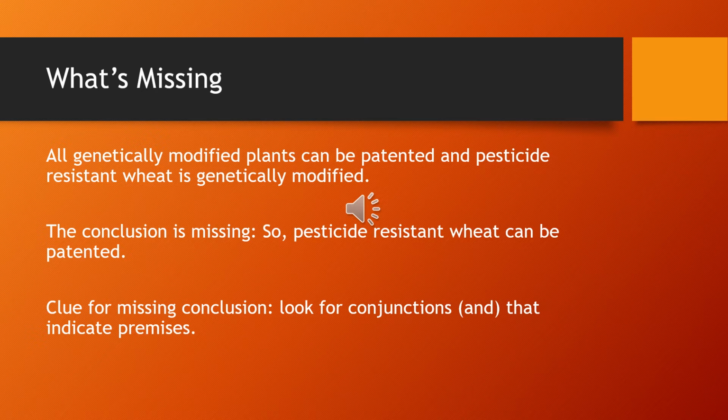So my tip for figuring out what's wrong with a given argument is, if you see a conjunction like and linking together two statements, that implies they're functioning similarly, and therefore that implies what you're looking for is the conclusion and not another premise.